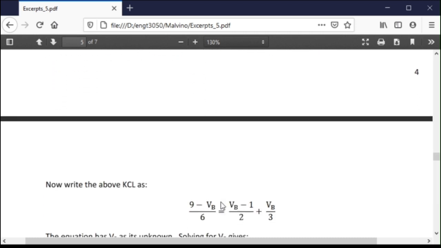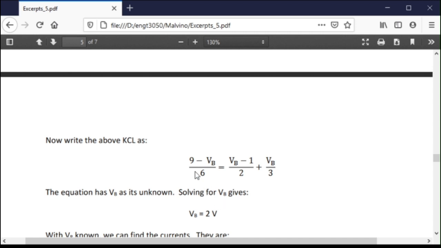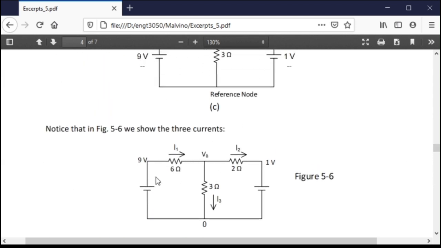How do you write those? That's a good question. Well, in this case, we write it's volts divided by resistance. Hopefully you see that. Volts, which would be 9 volts minus VB. In other words, the voltage here minus the voltage here is 9 minus VB. We don't know VB, but we do know that it's a variable.